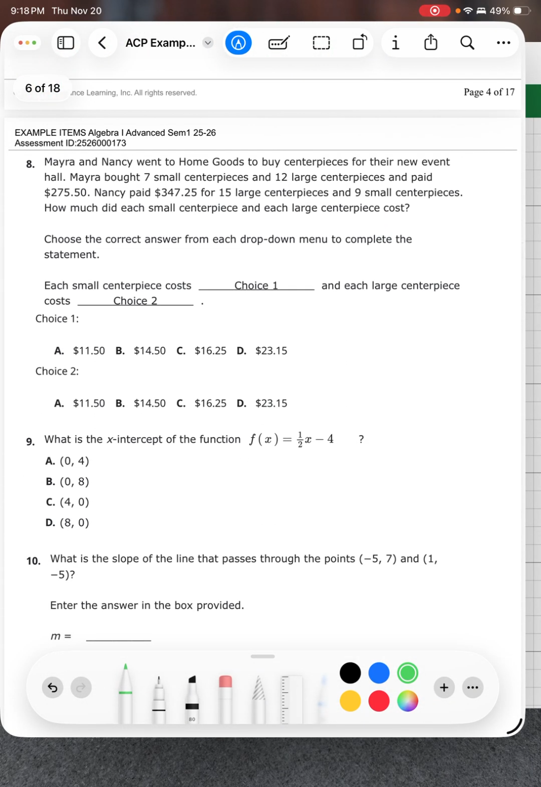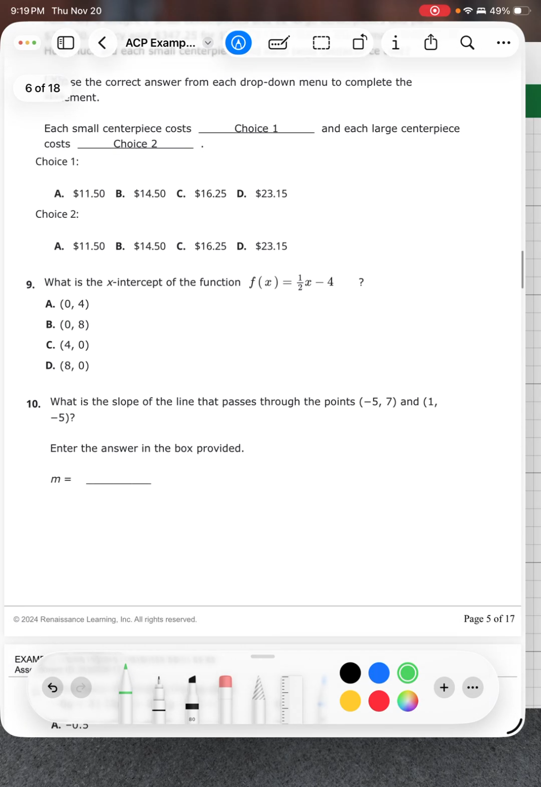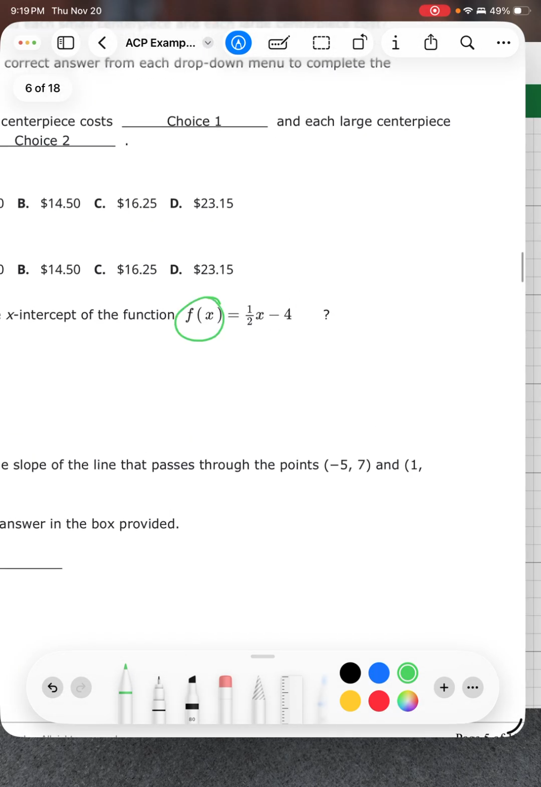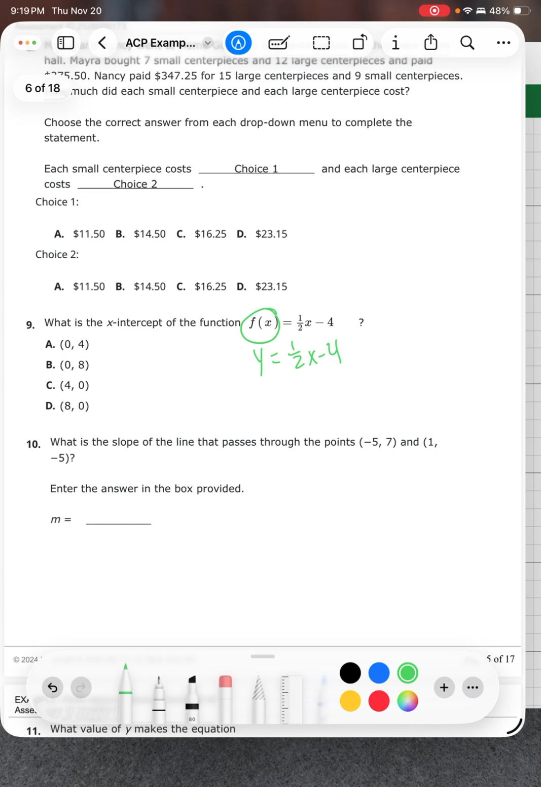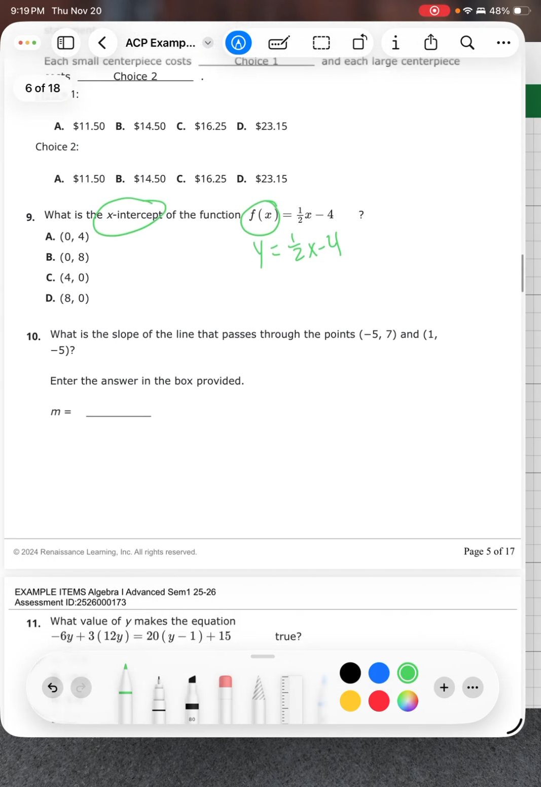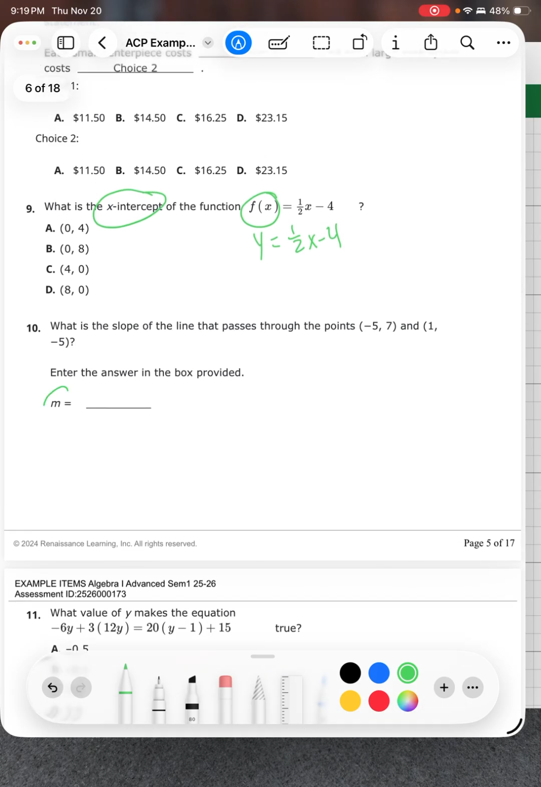Okay, number 8, I'm going to go ahead and skip just because of time. We will go over much more of those in class. Number 9 should have been easy. Just remember f of x is the same thing as y, right? So it can even help to rewrite it. And we love slope-intercept form because you can just plug it in and get your answer. Number 10 should have been really easy. You have 2 points, make a table, find the slope.